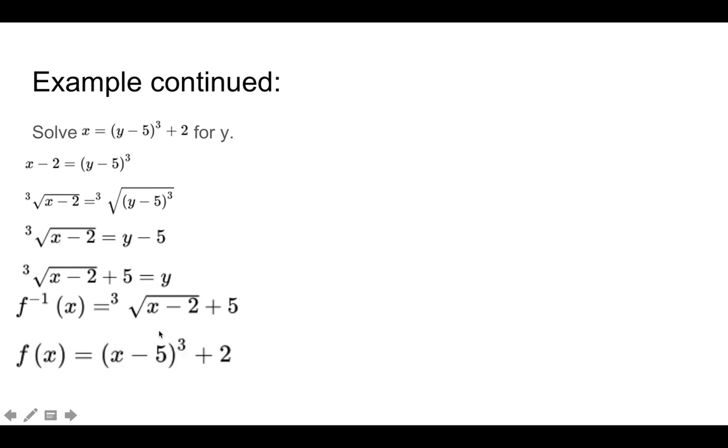Okay, just so you remember, here's our original function. Our original function was a cubic. Its inverse is a cube root. Hey, that's not surprising. Here, in the original, I was subtracting 5 inside. In the inverse, I'm adding 5 outside. In the original, I added 2 outside. In the inverse, I'm doing the opposite, subtracting 2 inside. A function and its inverse do all the opposite stuff in the opposite order.